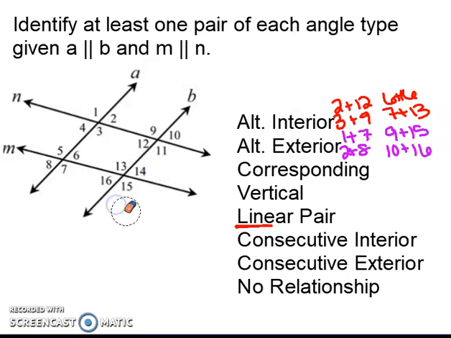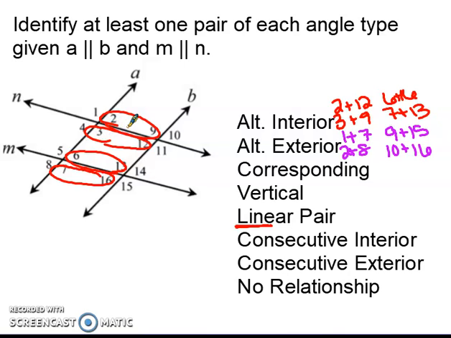Now, for consecutive interior, they are next to each other on the inside of the parallel lines. So if I focus on my transversal of B, my consecutive interior are 12 and 13 and 14 and 11. Because if these are my parallel lines and my transversal, they are inside the parallel lines and on the same side as the transversal. You could also have 3 and 6 and 4 and 5 for M and N. If we look at A and B, you would have 6 and 13, 7 and 16. You could have 3 and 12, or you could have 2 and 9.